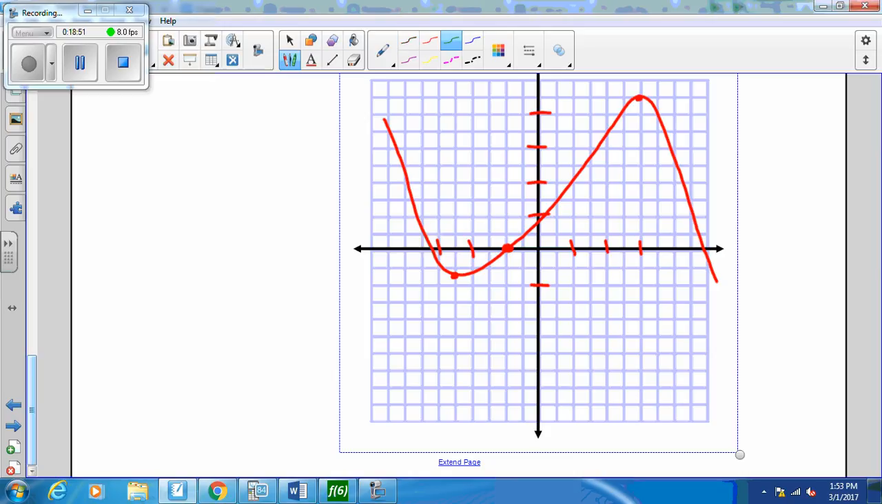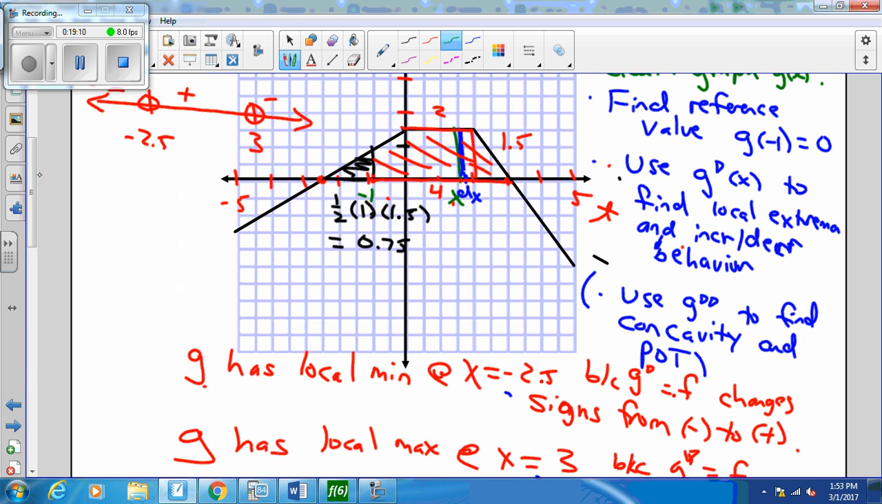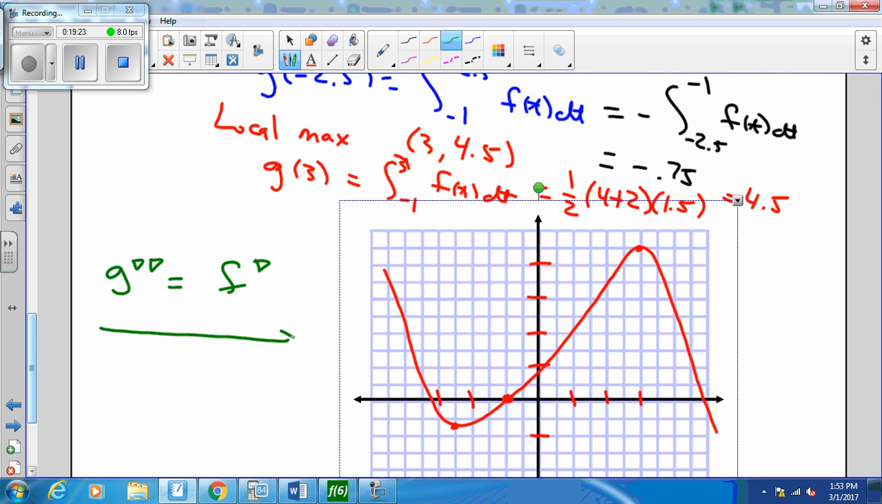Now, does G double prime give us any additional information? Let's take a look at what G double prime has to tell us. First of all, it should be fairly clear that G double prime is equal to F prime. And so when I think about F prime now, in my original graph, I'm thinking about the slope of F. So coming back to the slope of F, I can see that the slope of F is positive from negative 5 to 0.